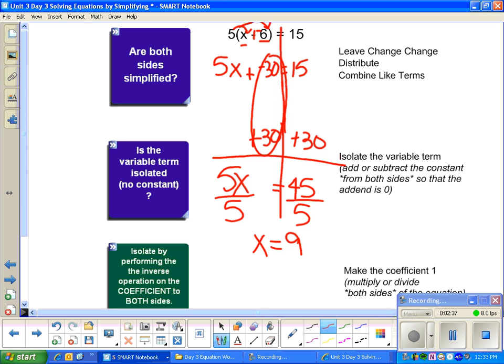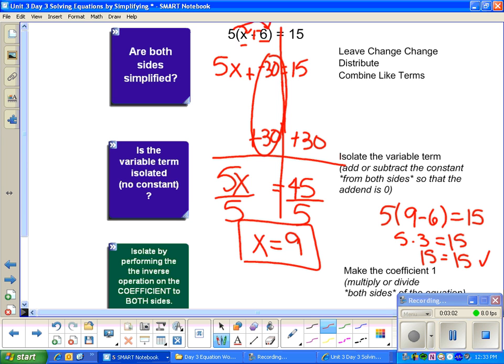So watch, check my work. I'll do it over here. I have 5 times 9 minus 6 equals 15. Okay. Now PEMDAS tells me to do what's in my parentheses first, and I can do that. So I end up with 5 times 3 equals 15, because 9 minus 6 is 3. 15 equals 15. Yes. So my answer equals 9. That's my solution. 9 is the number. Plug it into this equation, that'll make it true.